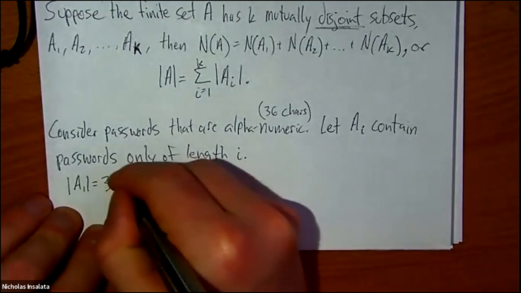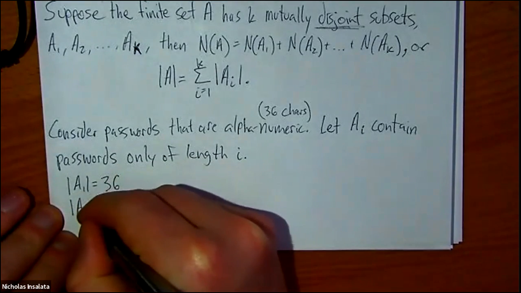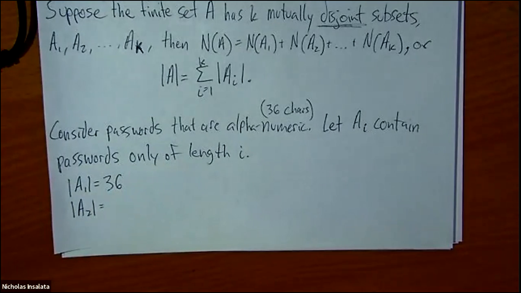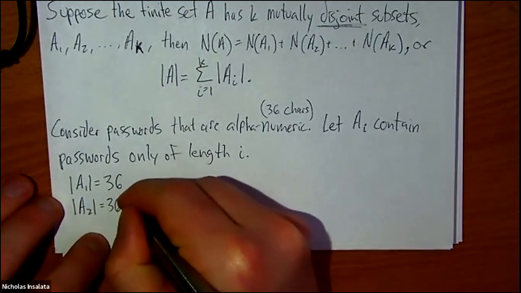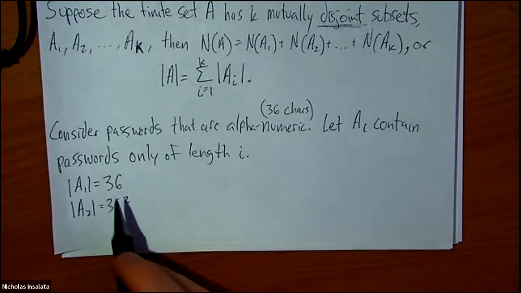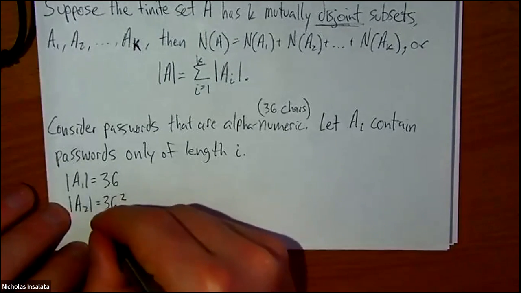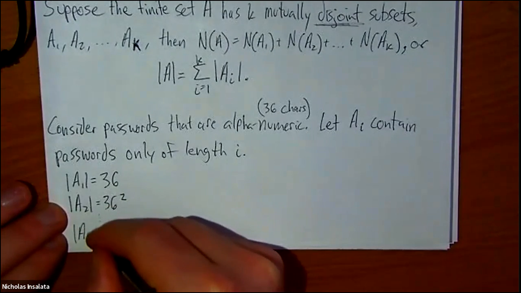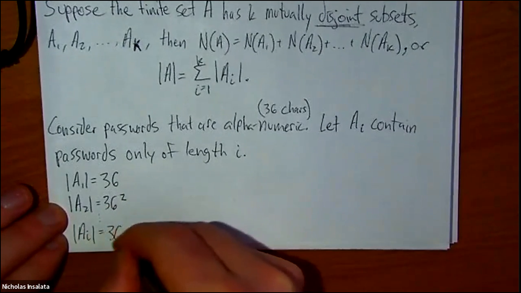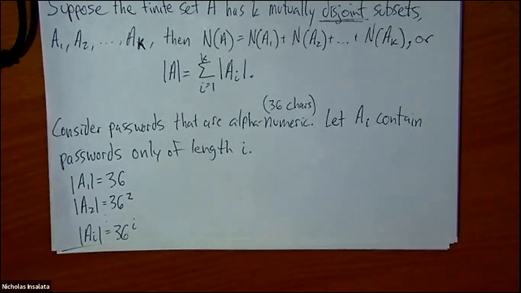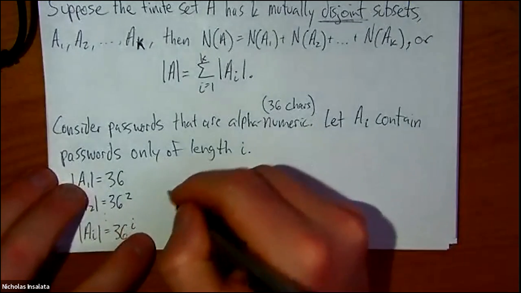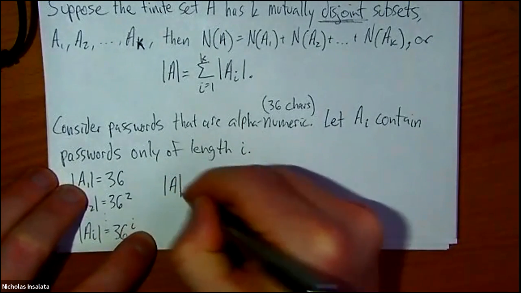36. Good. How about A sub 2? Yep, 36 squared, as long as there are no restrictions about repeating characters or anything like that, as long as we're free to choose whatever we want. And you're absolutely right then. The size of A sub I is equal to 36 to the ith power. Nice. And so if we wanted to know the size of A, what would that be?